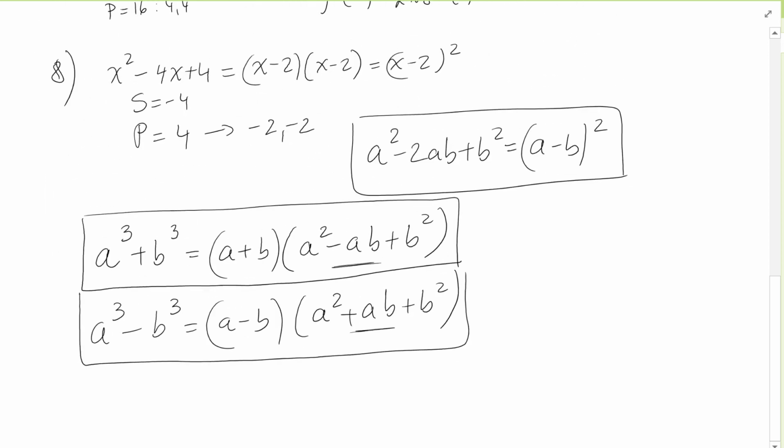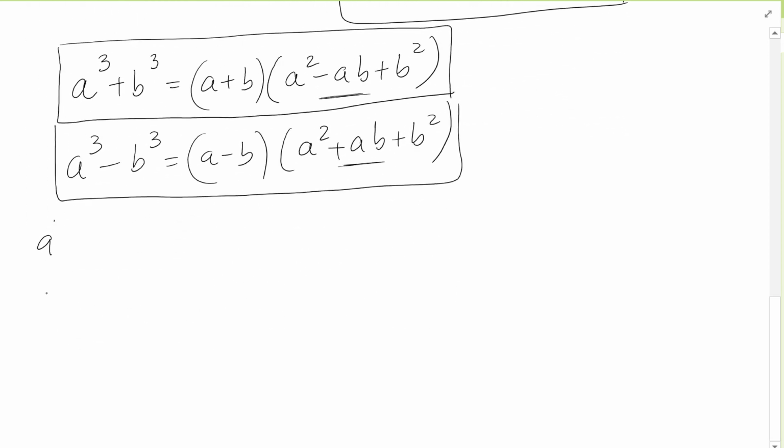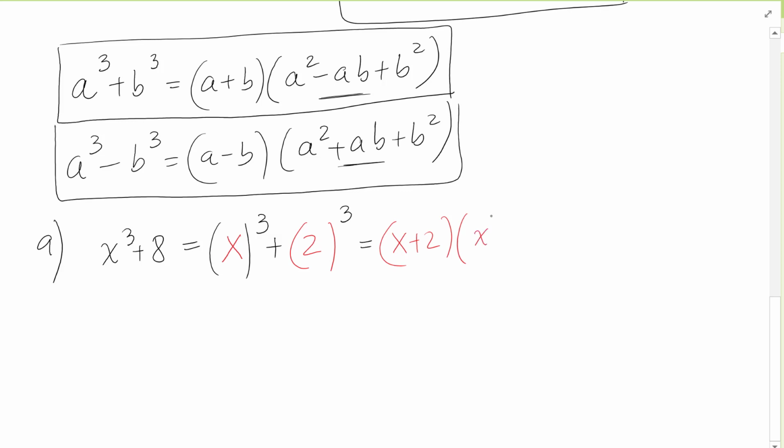So in other words, let's say problem 9, if we have x cubed plus 8, I'm going to write it as x everything cubed plus 2 everything cubed, just so that I emphasize that a is x and b is 2. So we have now x plus 2 times x squared minus the product of these two, 2x, plus b squared, that's 4.